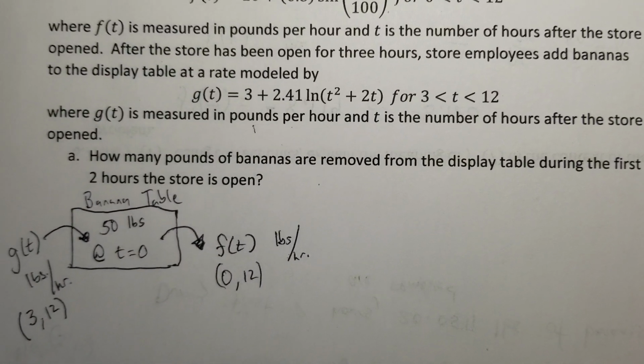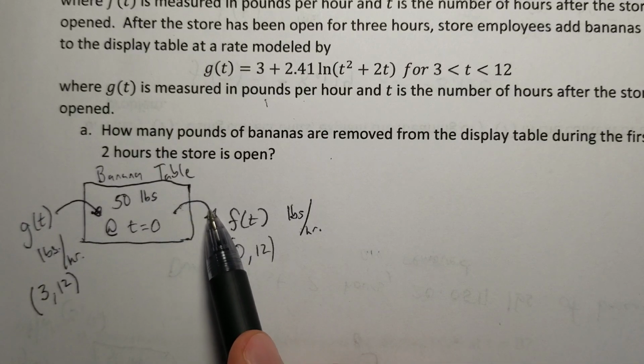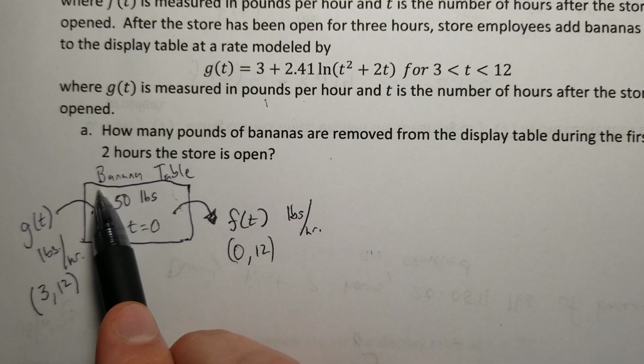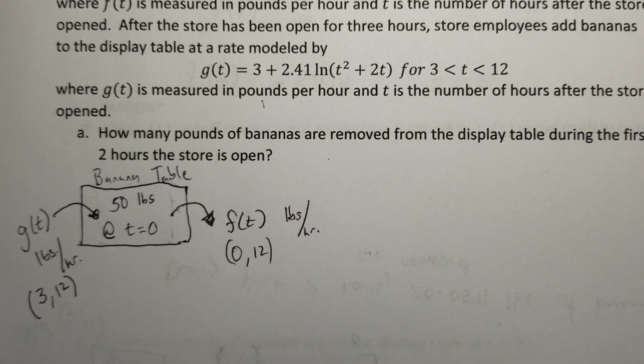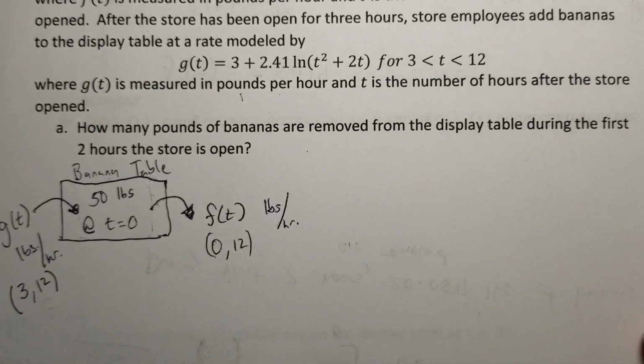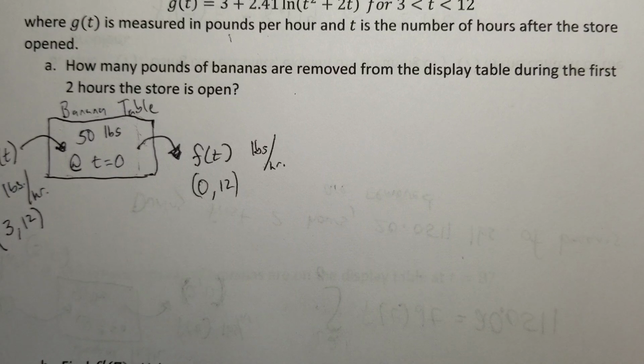So now we've got a pretty good picture. We've got a rate in, we've got a rate out, and we've got 50 pounds of bananas on the table when the store opens at t equals 0. Now I think we're ready to try and attack letter A. Let's go ahead and read letter A. It says, how many pounds of bananas are removed from the display table during the first 2 hours the store is opened?